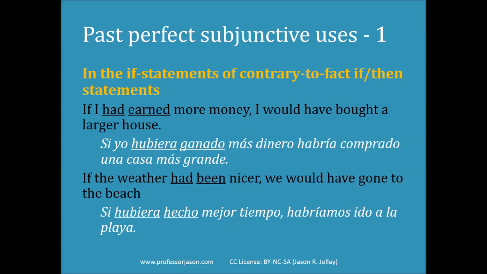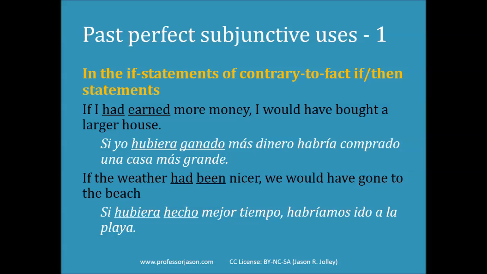So let's take a look at these first 2 examples, right? If I had earned more money, that if clause is contrary to fact. I did not, then hypothetically I would have bought a larger house. So, like I said, right after if, we have the imperfect subjunctive, or the past perfect or pluperfect subjunctive, I should say. If I had earned more money, I would have bought a larger house.